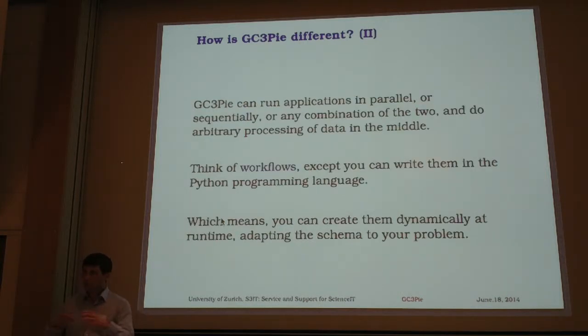GC3Pie can run application in parallel, it can run them in sequence, or it can run any combination of them. So it is a workflow manager, but you don't describe the workflow, you program the workflow. So basically you write a Python script that is your workflow. It also has the advantage that you can adapt your workflow during the execution, because you can take programmatically some intervention to the way the workflow is organized.